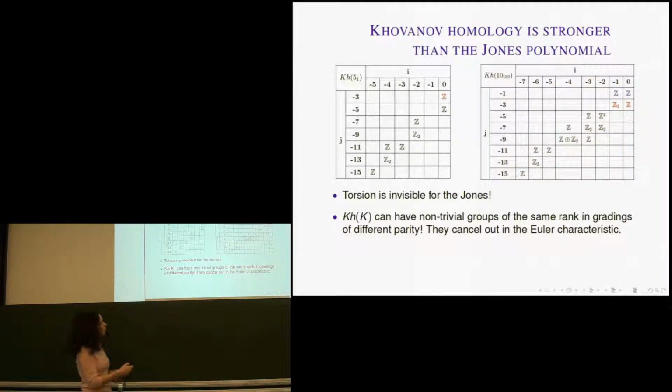Okay, so it can be stronger in two ways. Either you have Z here, and again, in the corresponding degree, you have Z here, but then somewhere in this row, it doesn't have to be here, somewhere in this row there's some torsion, Z_2, Z_3 or something, that's just going to be invisible to the Euler characteristic. Euler characteristic only takes into account the free part of Khovanov homology.